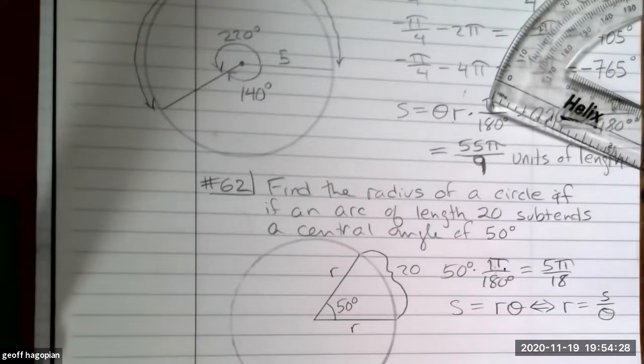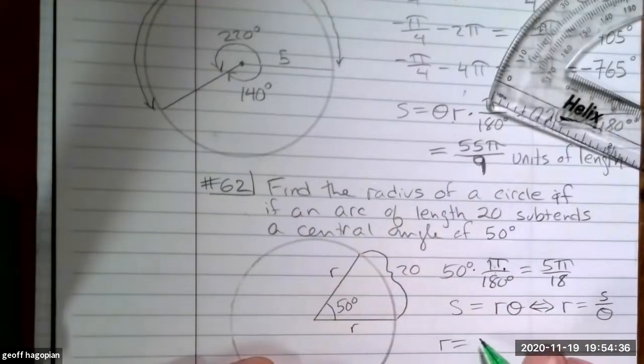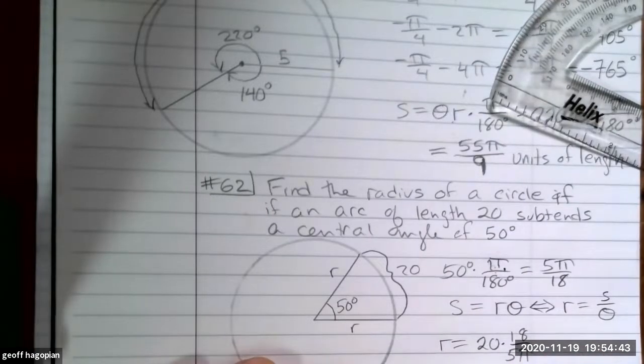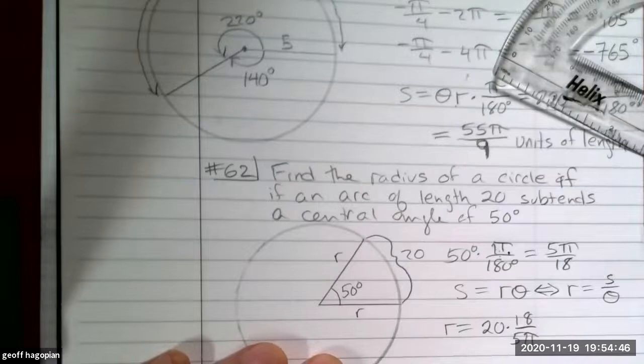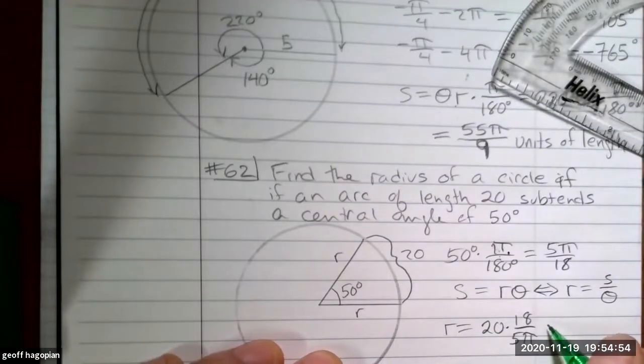And we do know two, so we can find the radius as 20 divided by 5 pi over 18. So r is going to be 20 times the reciprocal of 5 pi over 18, which is 18 over 5 pi. And what's that? 72 over pi? I think that's right. 5 goes into 20 4 times, 4 times 18 is 72. And then you got pi in the denominator.